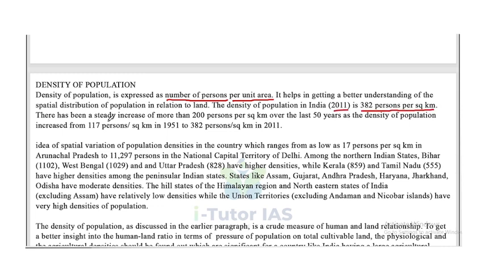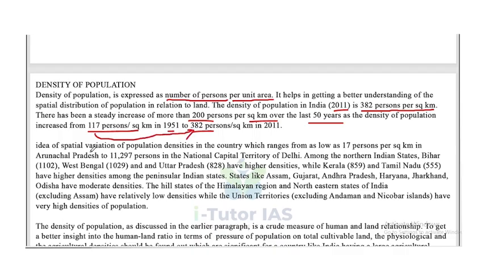There has been a steady increase of more than 200 persons per square kilometer over the last 50 years, as the density of population increased from 117 persons per square kilometer in 1951 to 382 persons per square kilometer in 2011. So there is a high difference, 117 to 382.